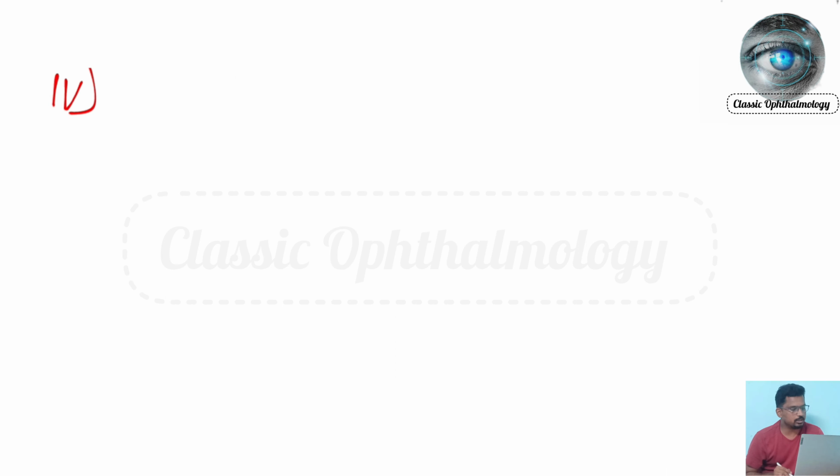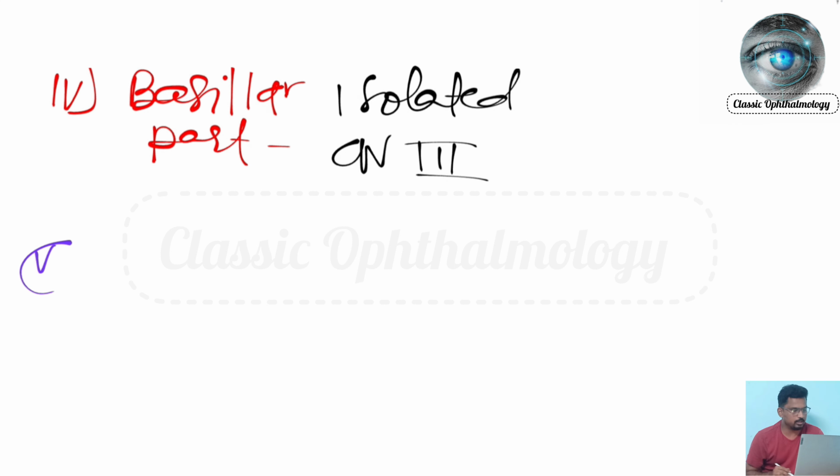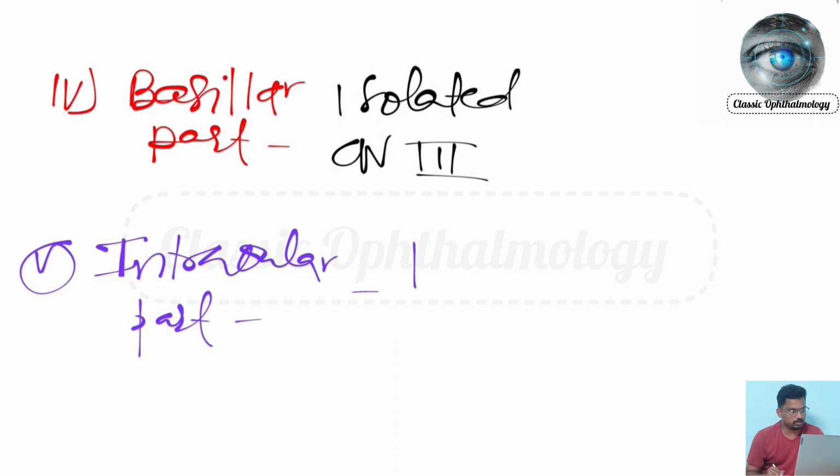Now, lesions in the basilar area of the third nerve are usually associated with isolated third nerve palsy. Okay, isolated third nerve palsy. While lesions in the intraorbital region are associated with isolated muscle palsy. Okay, isolated muscle palsy.